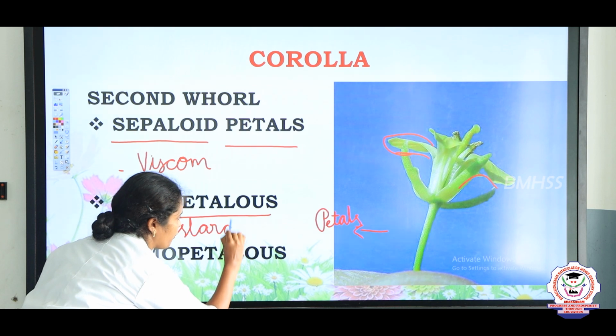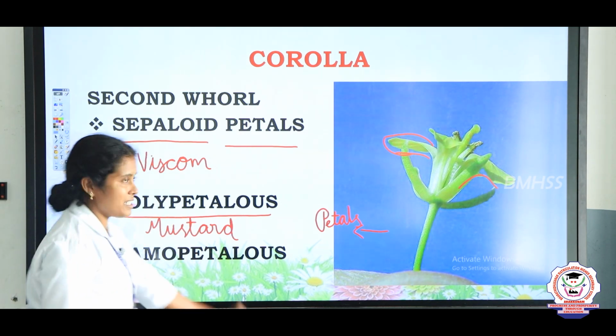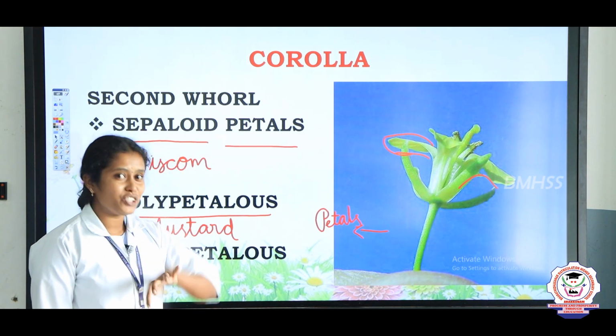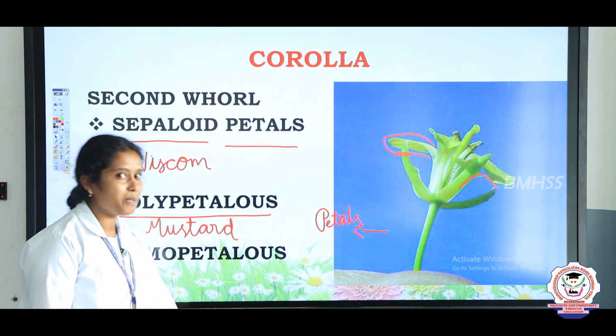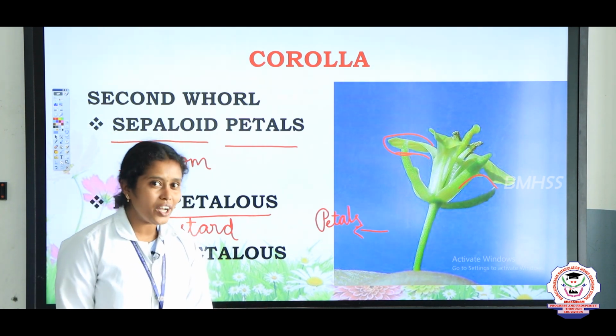M-U-S-T-A-R-D. Mustard flower. Okay. Then, third type, gamopetals. Petals are fused together or joined together. That type of petals is called gamopetals. What does gamopetals mean? The petals are fused together or joined together.